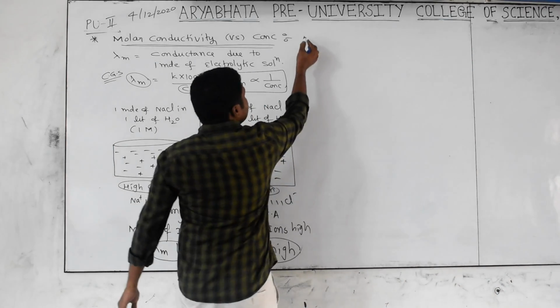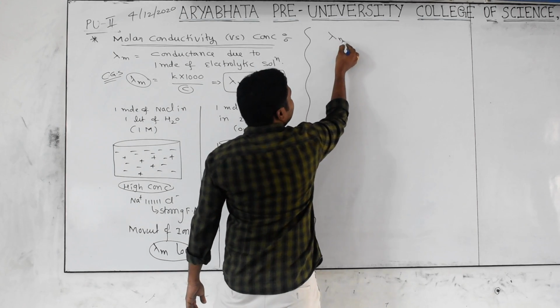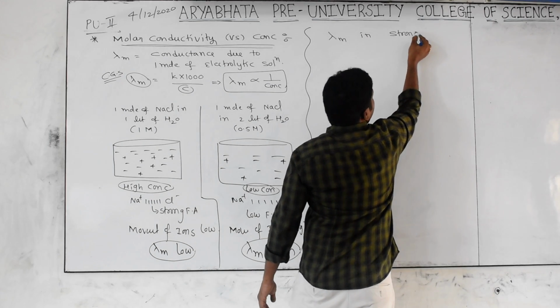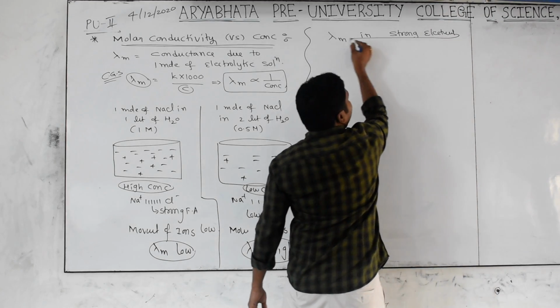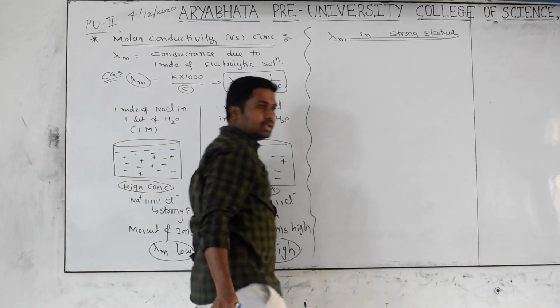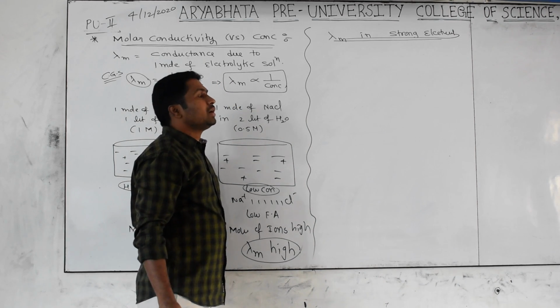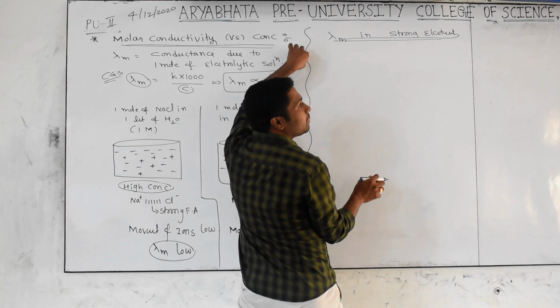I want to tell some important things here. Molar conductivity in case of strong electrolytes. Strong electrolytes, observe very carefully. This is a very important thing. Follow the lead. How does molar conductivity vary in case of a strong electrolyte by changing concentration? For example, strong electrolyte means what?